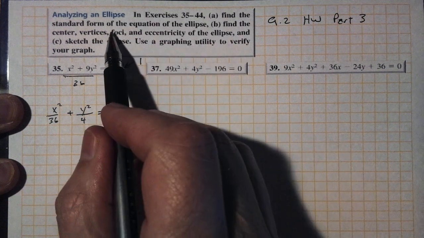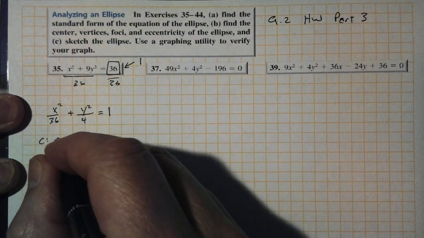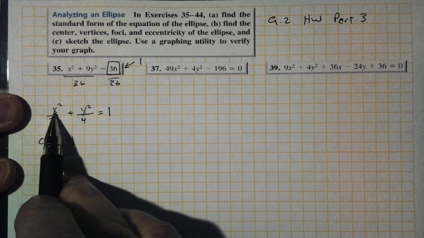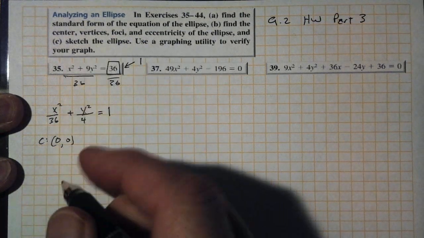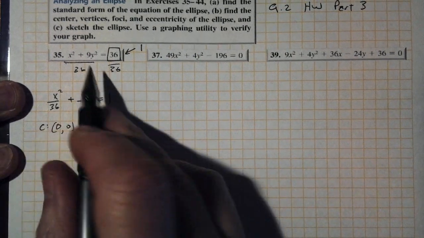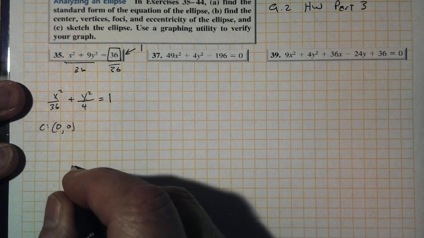We're supposed to find the standard form, got it, find the center. Center is 0, 0, my h and my k. There is no right, left shift or up, down shift. Find the vertices. Well, let's sketch it first. We've got to sketch it anyway. So center 0, 0. I need to be able to go right and left 6, up and down 4.